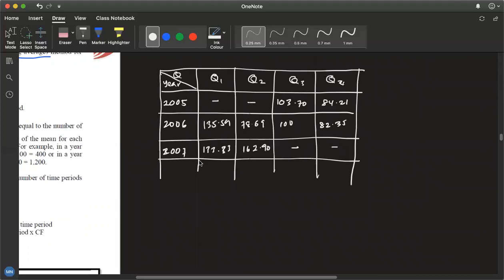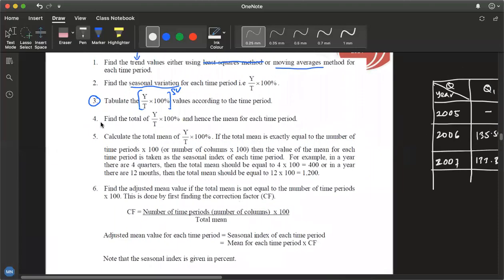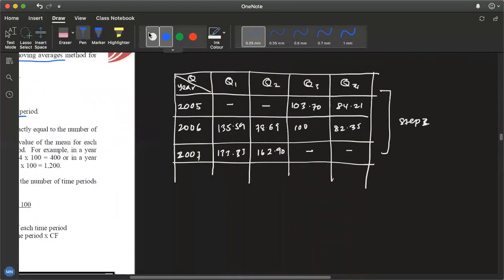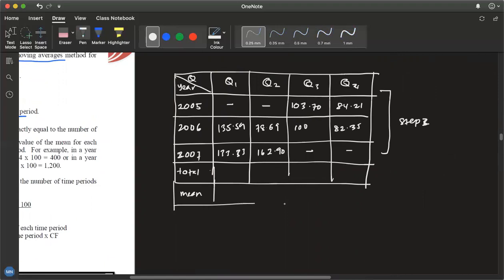So this is step number 3, right? So step number 3. And step number 4, we need to find the total of seasonal variation and find the mean for each time period, right? So first, we need to find the total. Step number 4 is total and mean, right? So this is mean.